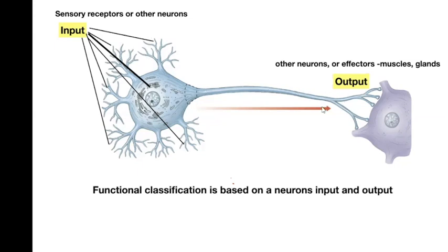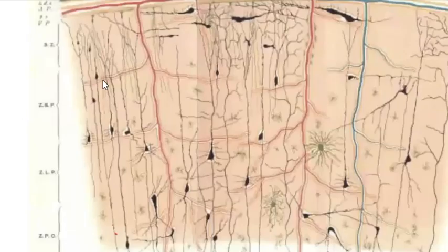As long as you are passing out to other neurons. If you're getting information from other neurons and passing it out to an effector, then you're a motor neuron, right? Input, output. That's the functional classification. A word about the interneurons, right?